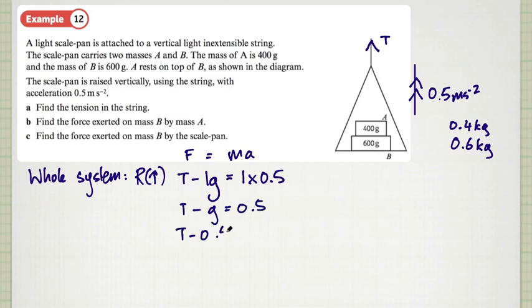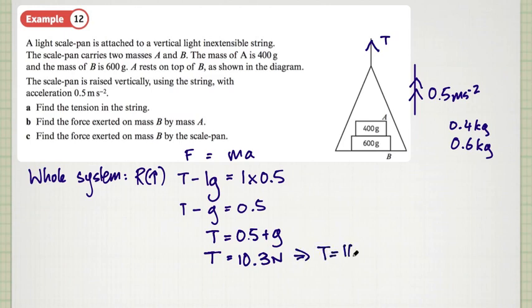So T equals 0.5 plus g. I already know what g is, it's 9.8. So 0.5 plus 9.8, T equals 10.3 newtons. Tension in the string, 10.3 newtons. And we should give that to two significant figures because we use g as 9.8. So that's why we have in the textbook T equals 10 newtons as our answer for part A.